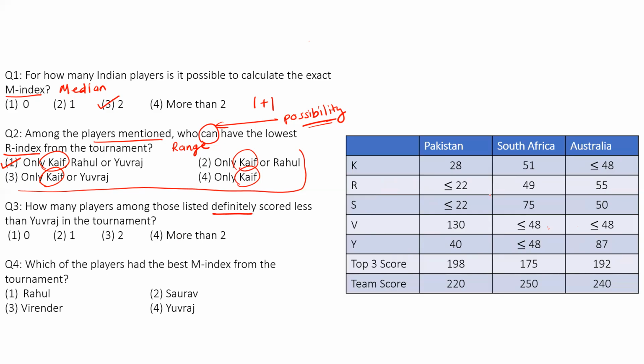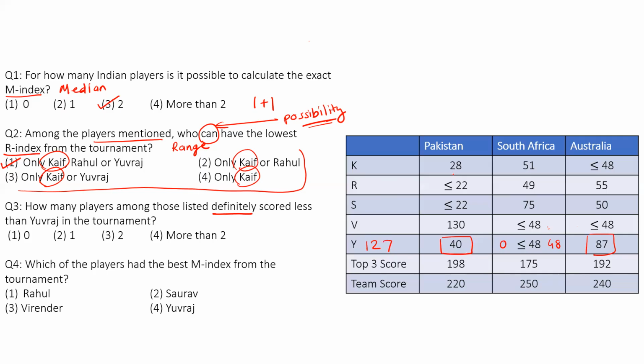Now, what is the score of Yuvraj? We know the score of Yuvraj for sure has to be 127. Because in this match he may score 0, he may score up to 48 runs. But definitely I can say that using the information given, he has scored 127 runs in the tournament. Now let us talk about each player one by one and let us see.